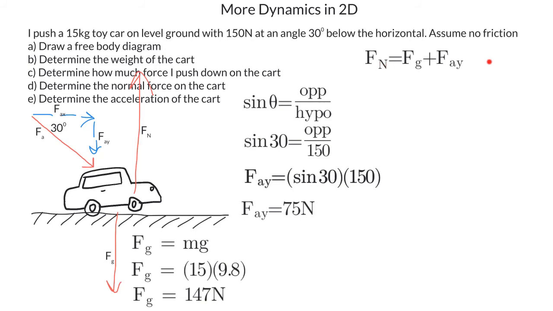So I could have also written this that 0 equals Fg plus Fay minus Fn. I could do that as well. This to me makes a little bit more sense. I know that this force has to equal this one and this one together.